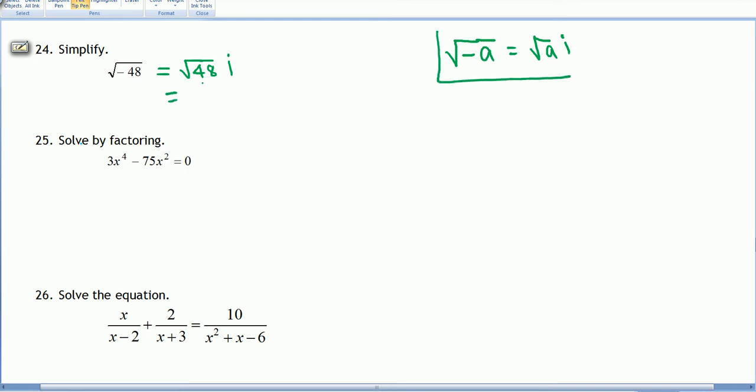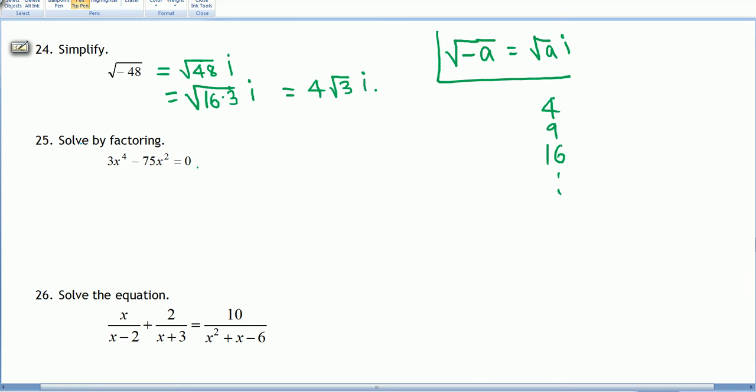Now we want to see if 48 has any perfect square factors. Perfect square means like 4, 9, 16, etc. So 16 divides 48 three times. So 48 is in fact 16 times 3, with i outside. And now the square root of 16 is 4, so we get 4 square root of 3 i, final.